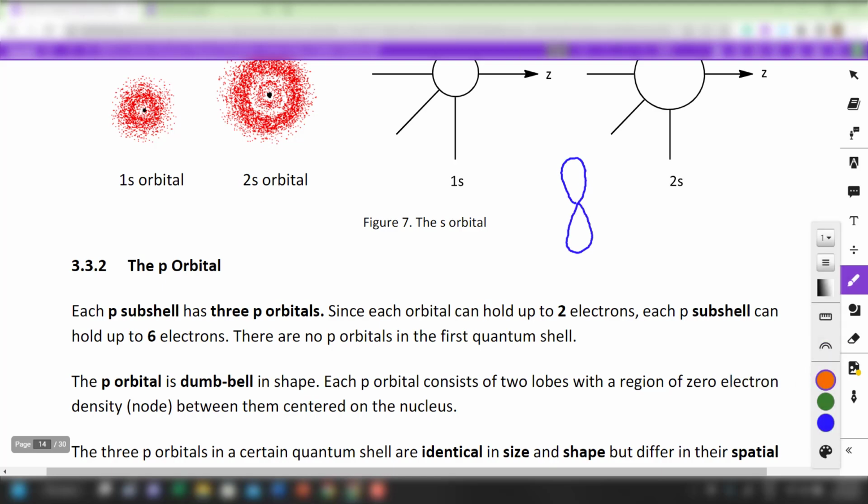And then I will draw in the axes, like this. This is z, like this, and then this is x, and then like this, and this is y.